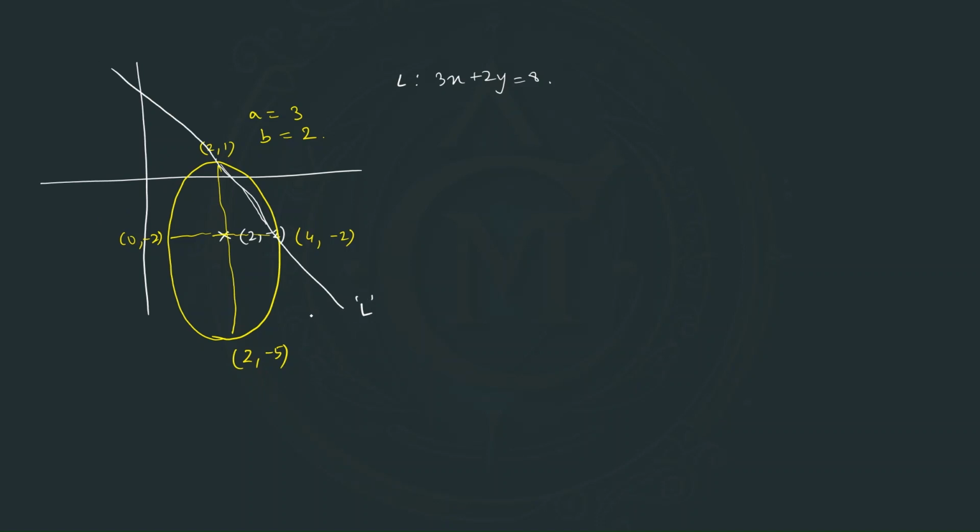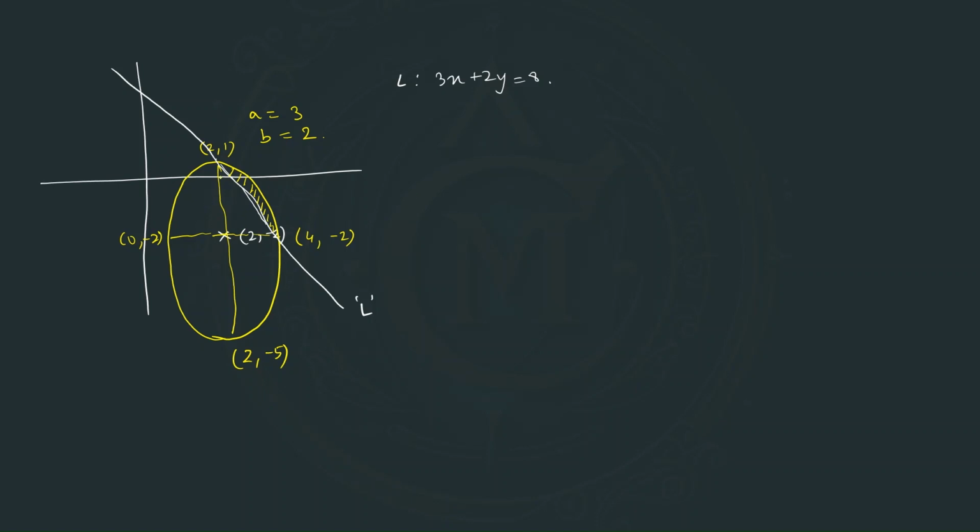So the region that is bounded by this line and this ellipse gives this bigger region and this smaller region. So we have to find the area of the smaller region. That means we have to find the area of this region only. Now, how can we calculate this area? We have to simply subtract the area of this triangle from the area of this segment of the ellipse.